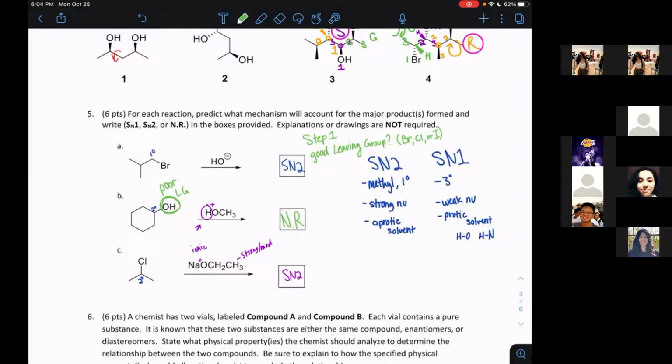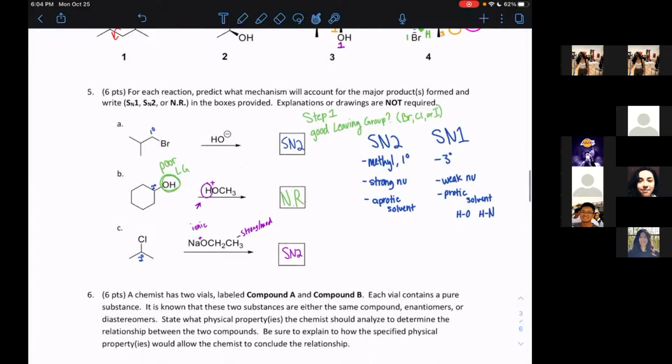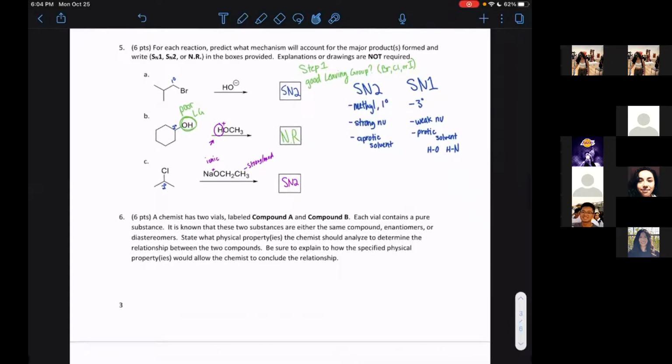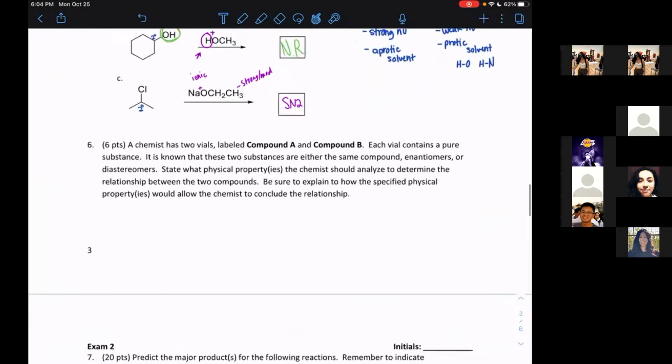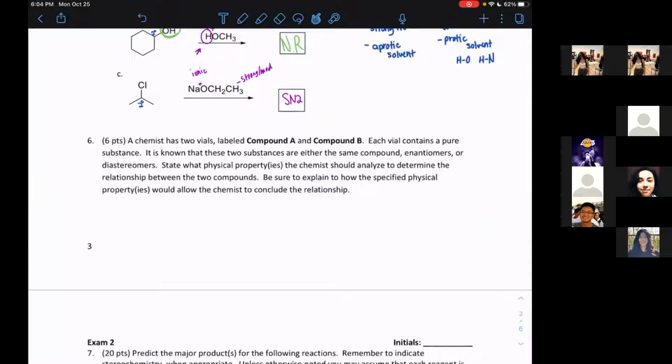Okay. Do we agree they're both SN2? Yes, she confirmed the others are SN2 also. Okay, there's that one. This one, they have 2 vials, compound A and B. They're both pure. So they're either the same compound, enantiomers or diastereomers. State the physical properties they should analyze to determine the relationship. So what properties can you look at?